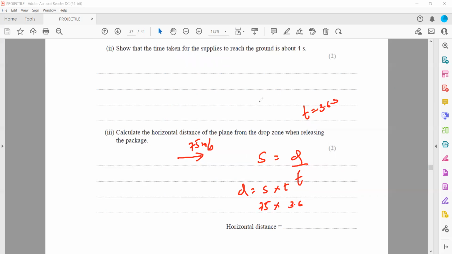For example, if in an exam you solve this question and you're not able to get the answer for the previous part, then you can use this 4 seconds here, because that's the reason why they give this number. So you can use this 4 seconds and get the final answer. It will be about 270 meters. Is it clear? Yes, sir.